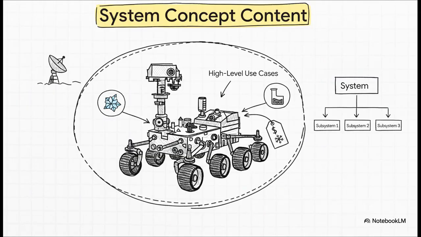So what actually goes into that definition? Well, take a look. First, you define the system's boundaries. For instance, is the communication relay on the habitat part of the rover system, or is it separate? Good question. Then you list its high-level use cases. What's it going to do? Stuff like drilling for ice. And of course, you've got to identify the constraints, like the budget or the insane cold it has to survive. This also helps us start breaking the whole thing down into its main parts, its key subsystems.